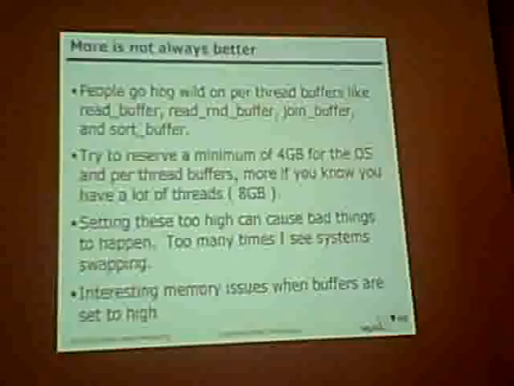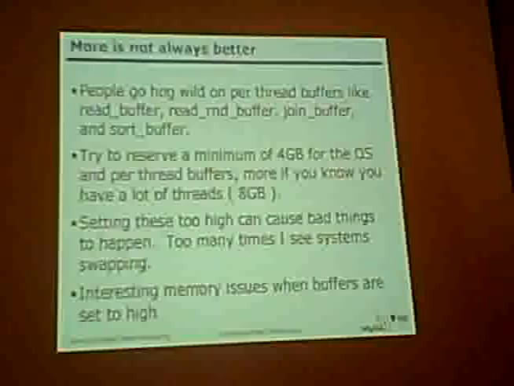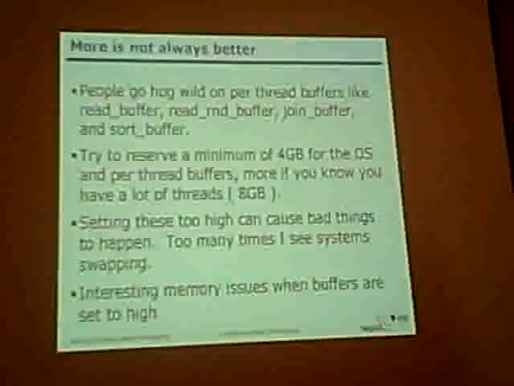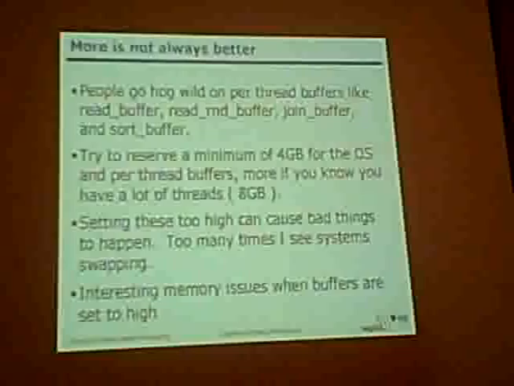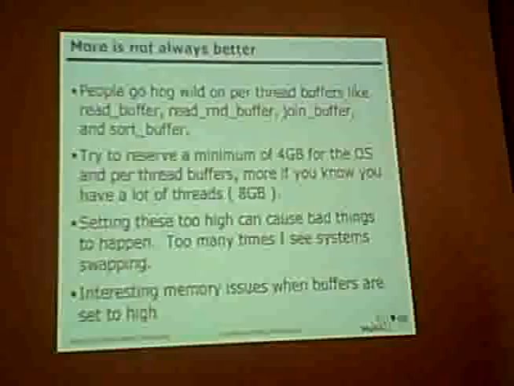I've also seen people who don't reserve enough memory for the OS. In those cases, you're going to have swapping and all kinds of weird things. I always recommend a minimum of 4 gigs, typically, and I'm talking about a 32 gig or 16 gig system. Obviously, if you have a 4 gig system, you can't allocate 4 gigs. But as you get more threads, I would up that a little more. So setting these really high can cause bad things.